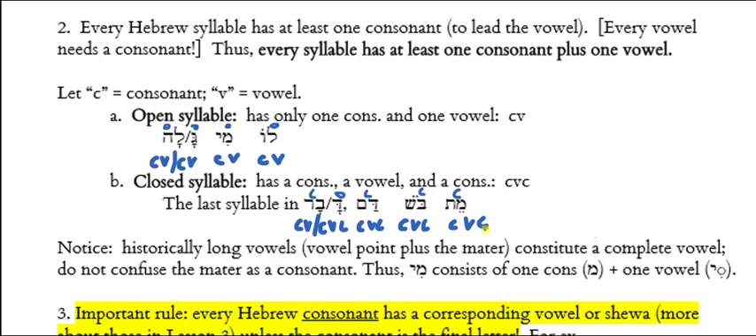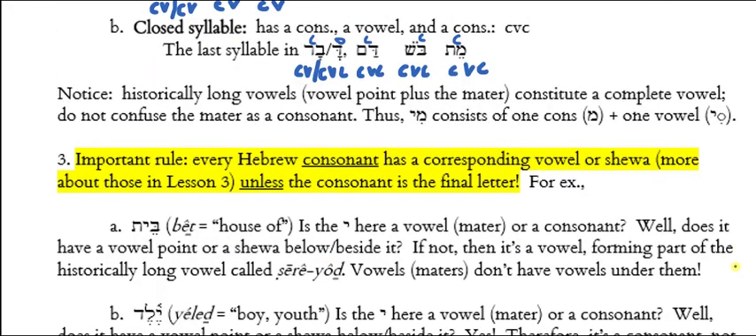Now, just a point here. Notice, historically long vowels, that is the vowel point plus the mater, they do constitute a complete vowel. Do not confuse the mater as a consonant. Thus, mem followed by kyrikyod consists of one consonant, the mem, and one vowel, the kyrikyod. This little dotted circle here is just a placeholder indicating that in the font there should be something that kyrikyod attaches to. That's not really a letter there.